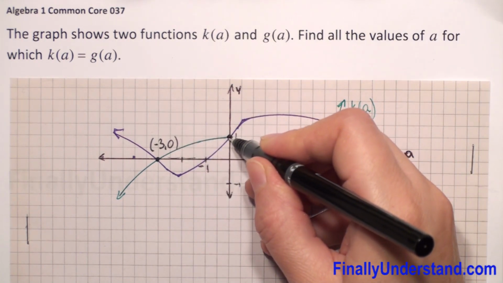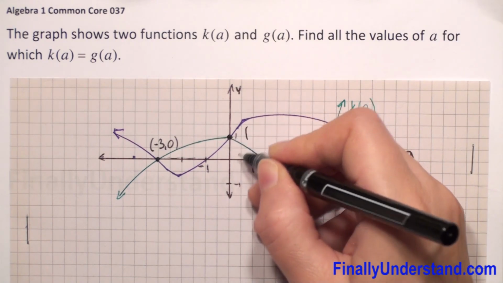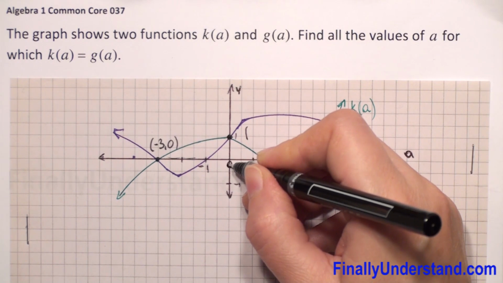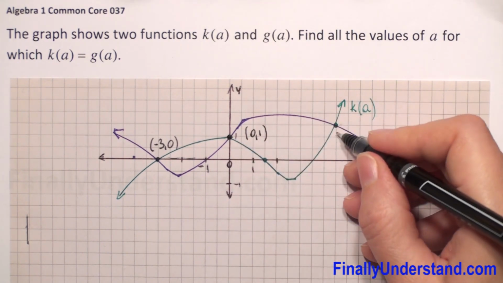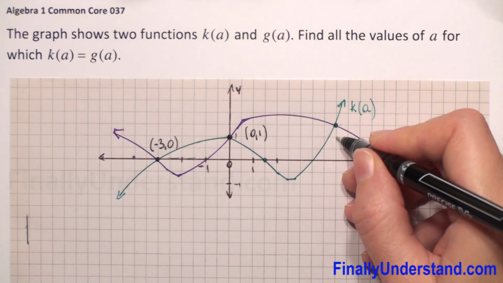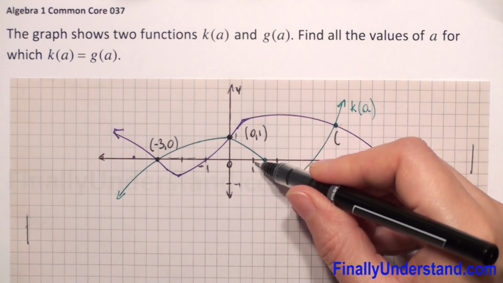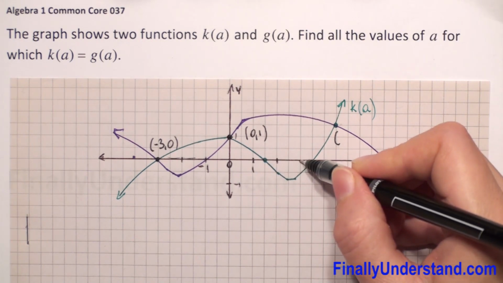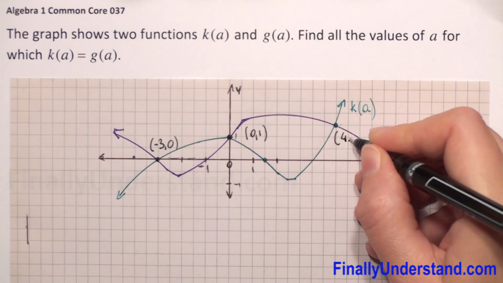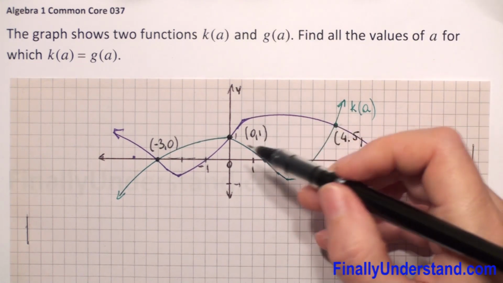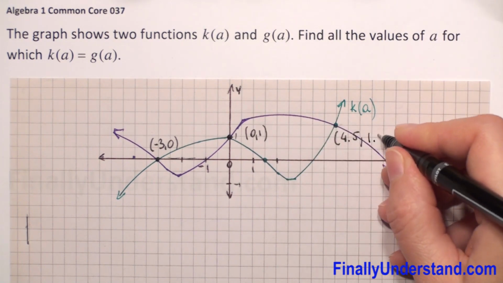Next point in which our two functions cross, we have here, this is 0, the first coordinate, and the second is 1. And the third point in which our two functions cross is, we have 1, 2 units, 3, 4.5, and the second coordinate is 1.5.